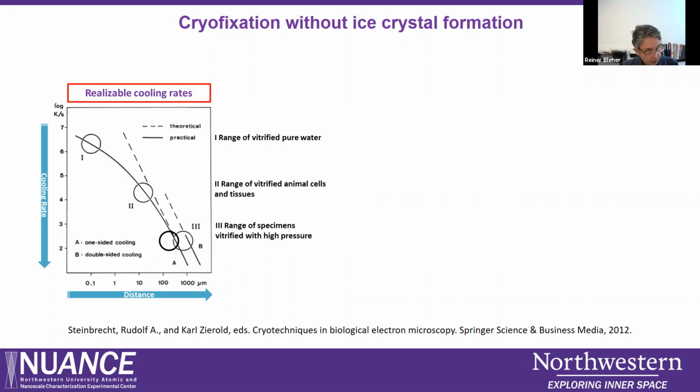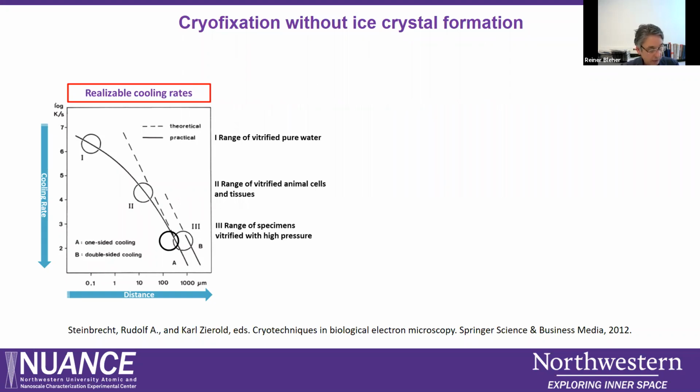So cells and tissues need cooling rates in the 10,000s to up to 100,000 degrees per second, and they can be cryofixed in a superficial layer up to 10 micrometers in thickness. So we have certainly limitations here. It is interesting that the advantage of double-sided cooling is limited.